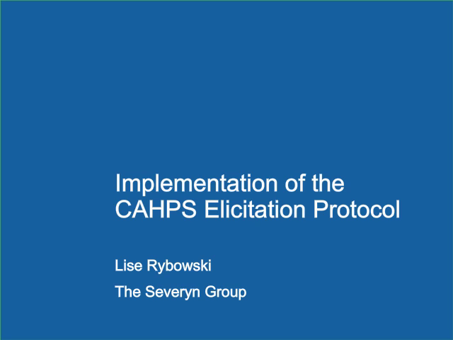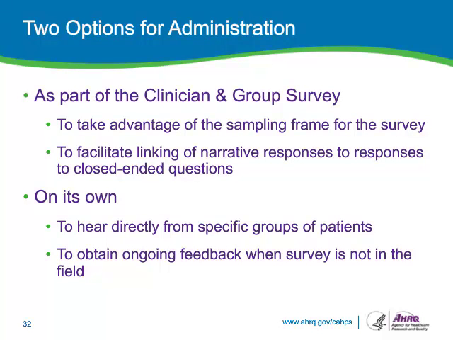So there are two ways to fill the items. You can field these items with the Clinician and Group Survey or a version of it, and you can field them on their own without closed-ended questions, and we just saw that some of you have been doing that. We do recommend fielding the items with the Clinician and Group Survey largely because of the sampling frame.